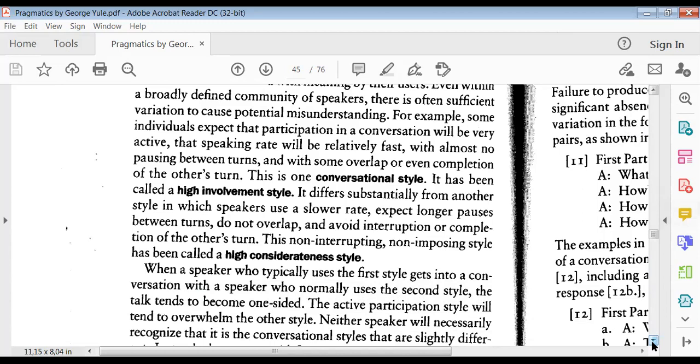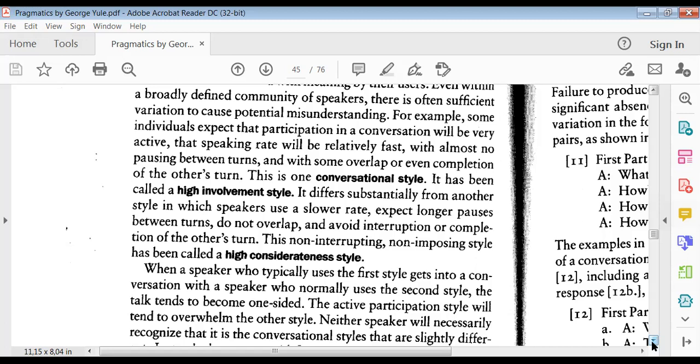High involvement style. So when people speak very fast or when they exchange utterances very quickly, they are using a high involvement style. So why is it called the high involvement style? Because both speakers are involved in the conversation and they seem to be very obsessed in what they speak. Now, do we have other styles?